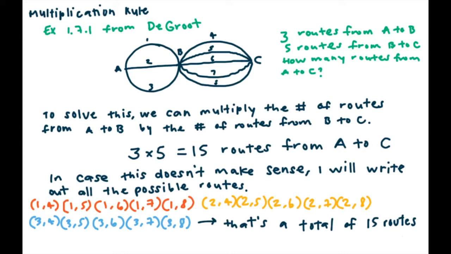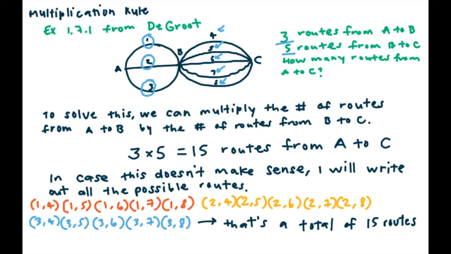If you look carefully, you can see that there are three routes from A to B. Just to make it clear, I will circle the routes. So here's 1, 2, 3. And that's how we got the three routes here. And from B to C, there are 5 routes. So that's 1, 2, 3, 4, 5. So the question is, how many routes are there from A to C?